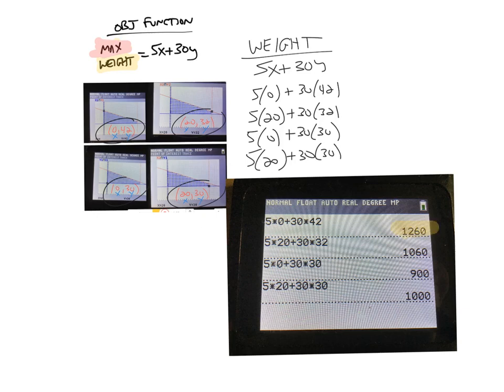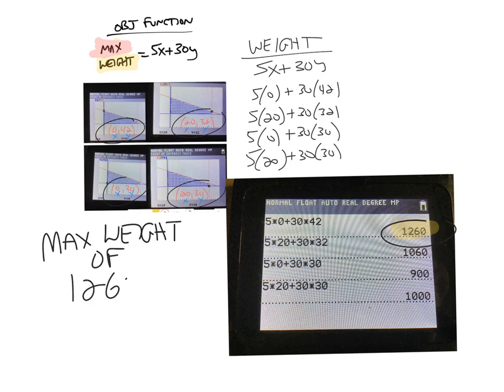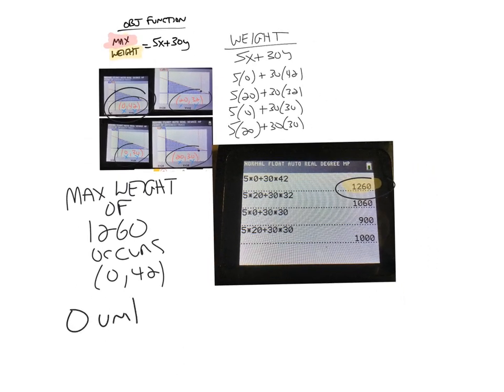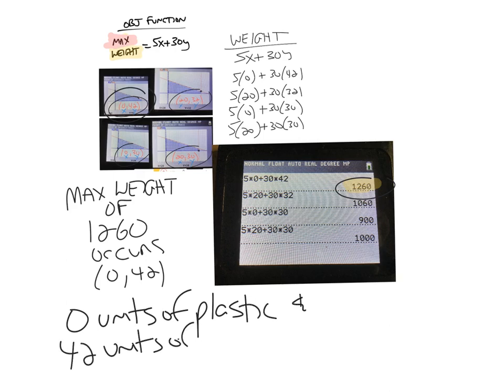So it looks like here, the maximum weight of 1260 occurs at this vertex, (0, 42), meaning you should use 0 units of plastic, because that was our X value, and 42 units of aluminum. So that's what linear programming is all about, maximizing or minimizing particular values.